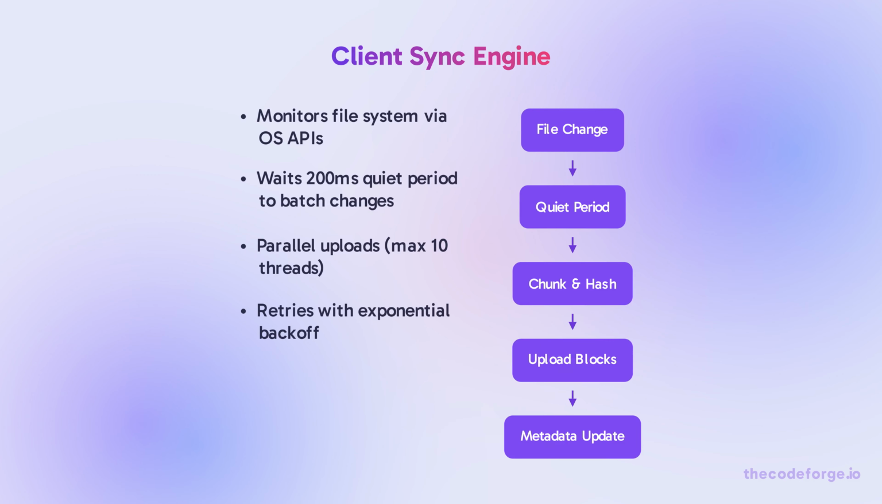The client sync engine runs as a background process. It uses OS file system event APIs to detect changes. After a 200 ms quiet period to batch rapid edits, it computes the file tree diff, chunks changed files, and uploads blocks in parallel, up to 10 concurrent connections. Each block upload includes the SHA-256 hash. After all blocks are uploaded, it sends a metadata update.